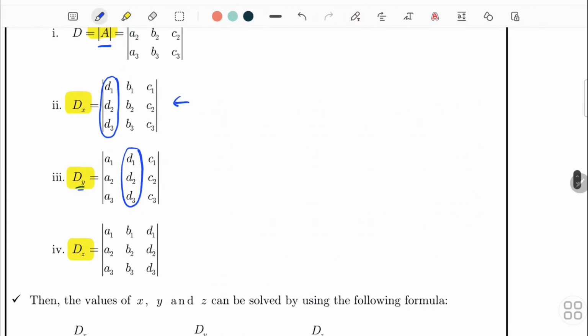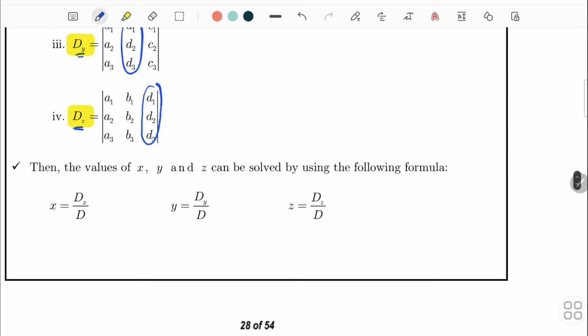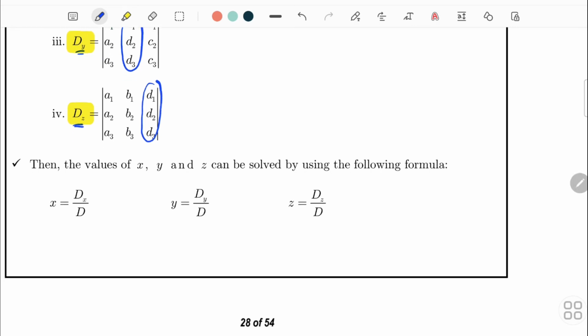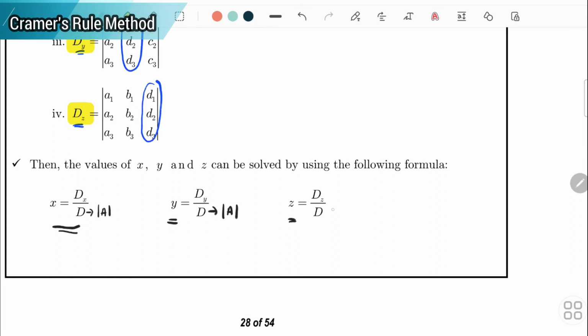And lastly, D sub Z. D sub Z is the determinant of the matrix with the third column replaced by matrix B. Then after we find all of these determinants, we solve: x is D sub X over D, where D is the determinant of matrix A. And y equals D sub Y over D, where D is the determinant of A. And z equals D sub Z over D, where D is the determinant of A.